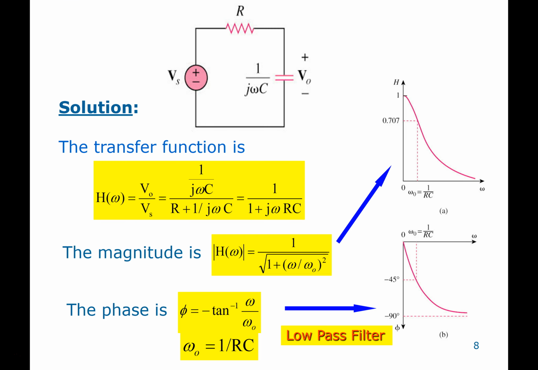You can plot out the transfer function. It looks something like this. You can kind of see the nice curve here. You can also see how the phase angle is changing. And this point here is our omega 0, which is called the cutoff frequency. Sometimes it's called the corner frequency.